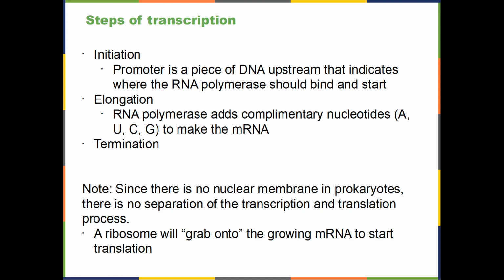Now, if you recall, in prokaryotes there's no nuclear membrane, so there's no separation between transcription and translation. In eukaryotes, you'll see transcription happens inside the nucleus and translation happens outside, in the cytosol. In prokaryotes there's no separation, and so the two things can happen simultaneously. A ribosome will grab onto the growing mRNA and start translation. So you can have DNA with polymerase making RNA, and that same RNA having a ribosome attached to it making protein.